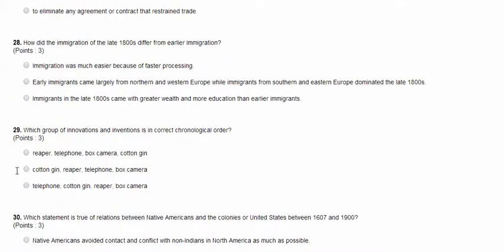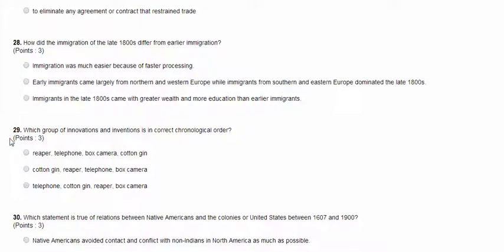Number 28, how did the immigration of the late 1800s differ from earlier immigration? Immigration was much easier because of faster processing. Early immigrants came largely from Northern and Western Europe, while immigrants from Southern and Eastern Europe dominated in the late 1800s. Immigrants in the late 1800s came with greater wealth and more education than earlier immigrants.